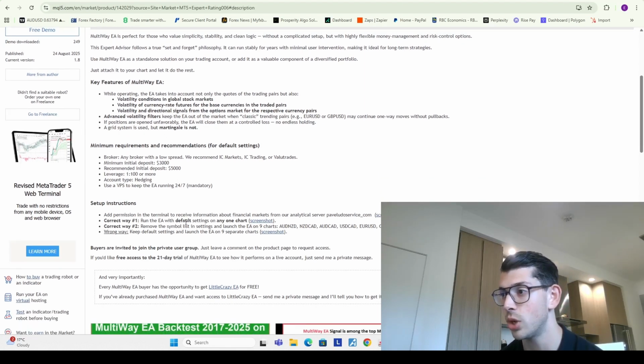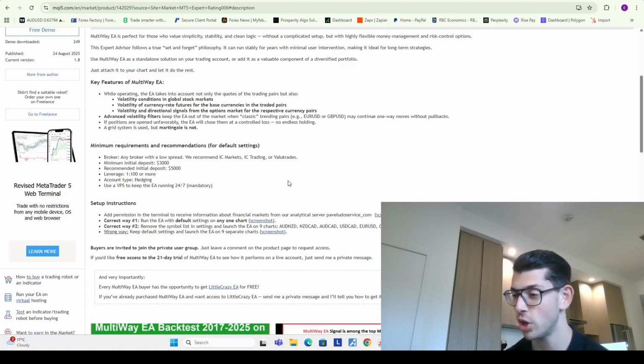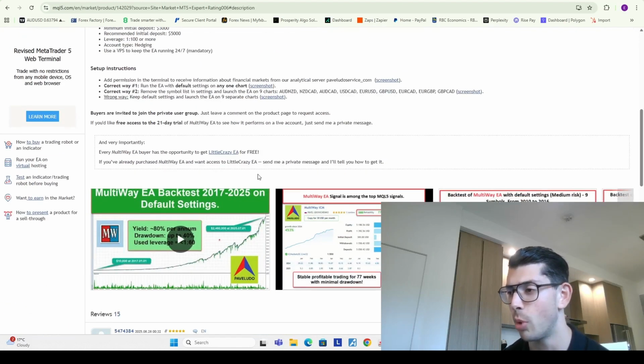And here he's saying that you can run the EA with default settings on one chart, or you can remove the symbol list and settings and launch the EA on 9 charts. Oh, he's saying don't. So either you can run it on one pair or on multiple pairs, but don't run it on 9 different charts. Fair. I've had similar things with some of my bots with our Longbow Fund Manager, where people run a bot that can trade 3 pairs on 3 charts, and then you end up just taking 3 times the trades that you should. So glad that he is pointing that out.